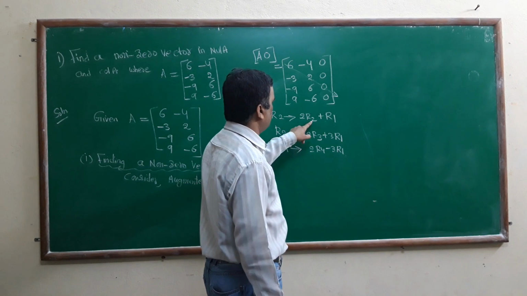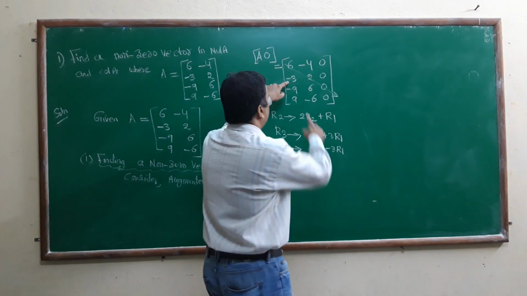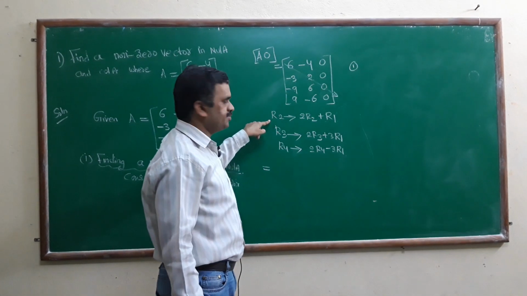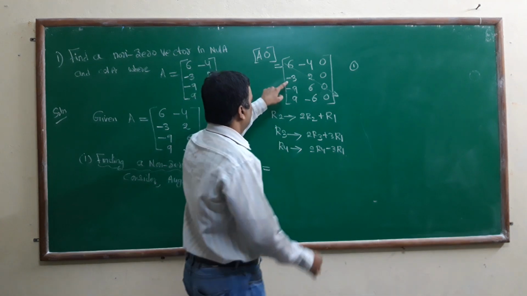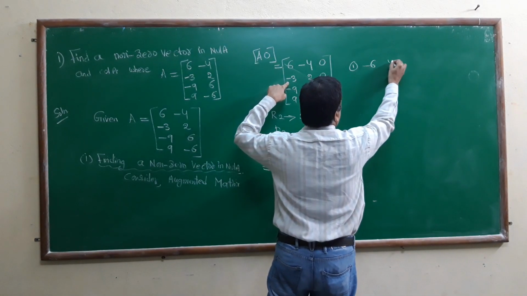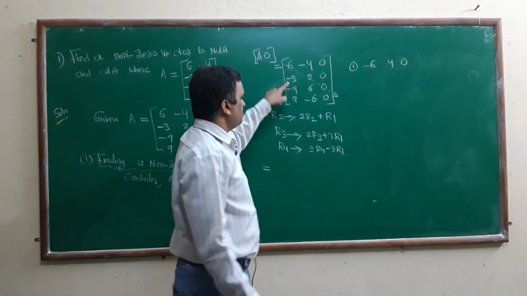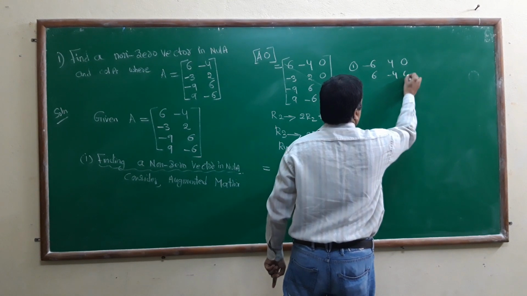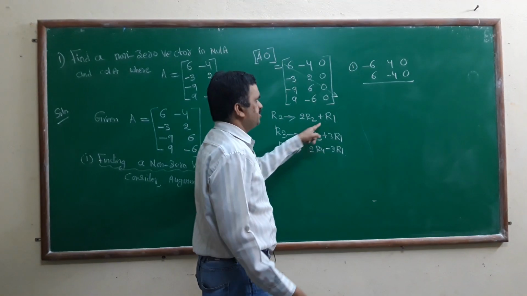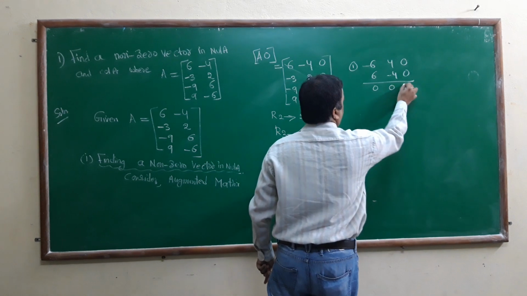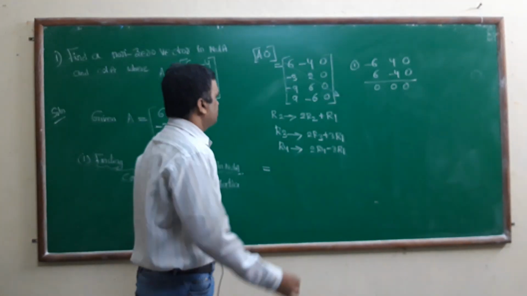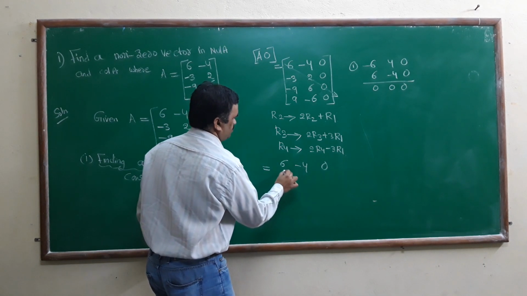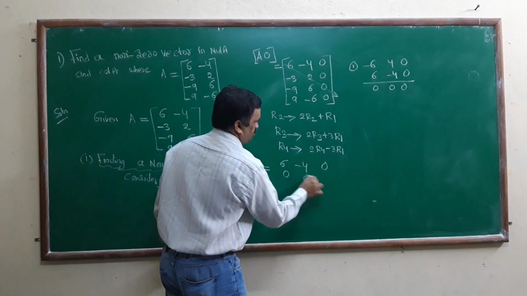We will do the rough work here. 2R2 means multiply the second row by 2: 2 times -3 is -6, and 4 and 0 follow. Plus R1, the first row, 6, -4, 0. Adding, we get 0, 0, 0. So the first row stays 6, -4, 0, and the second row we got all zeros.